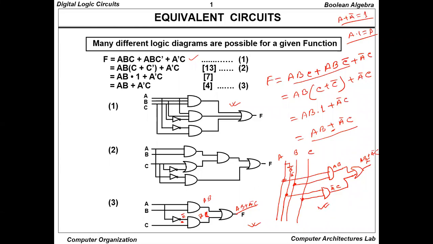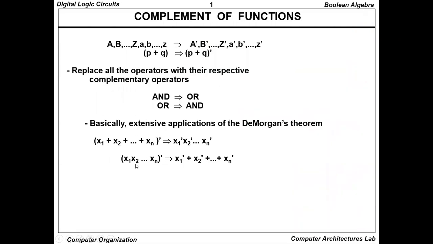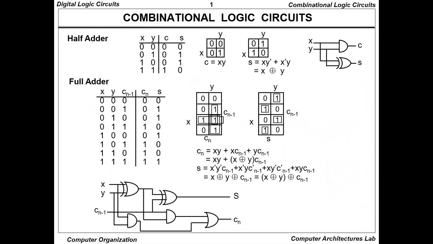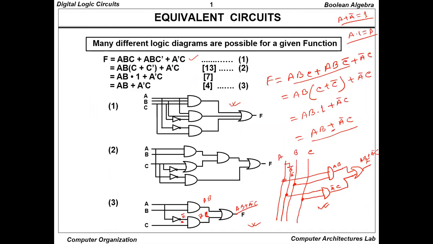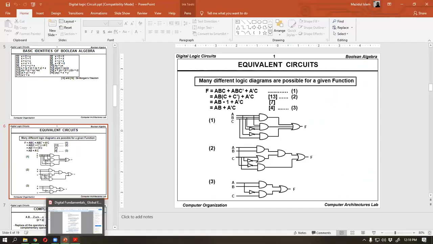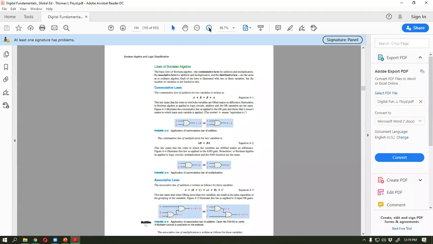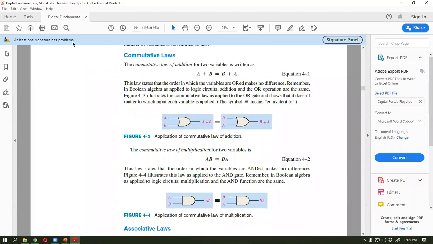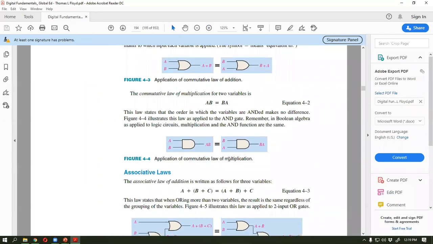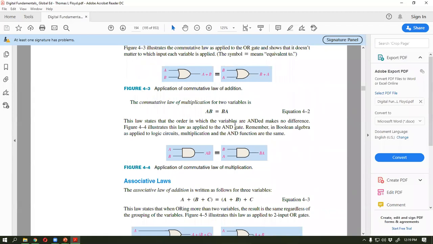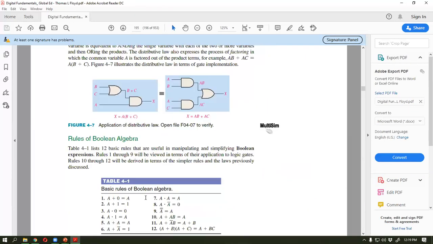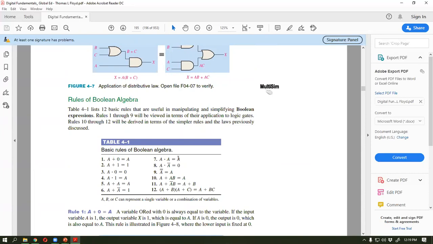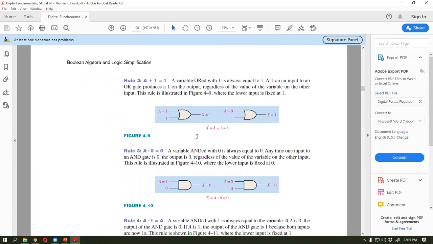Now this is your other homework. This is your book already; send your mail. The book is Digital Fundamentals, writer Thomas Floyd. Clear? So this is your formula, this is your equation. You have already completed these Boolean rules. Check all of these.